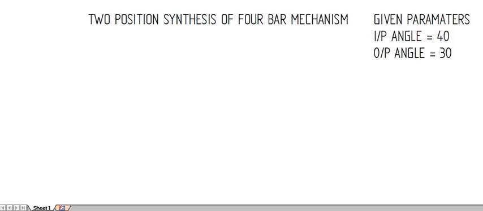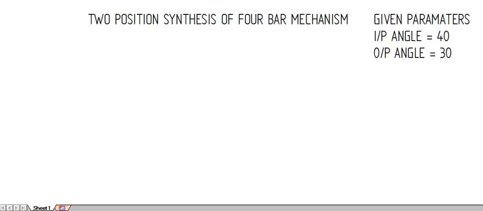Here we are going to solve a problem for two-position synthesis of a 4-bar mechanism. The question is to design or synthesize a 4-bar mechanism such that the input angle is 40 degrees and the output angle is 30 degrees. Input angle will be represented by theta 12 and output angle will be represented by phi 12. 1 and 2 are the two positions.